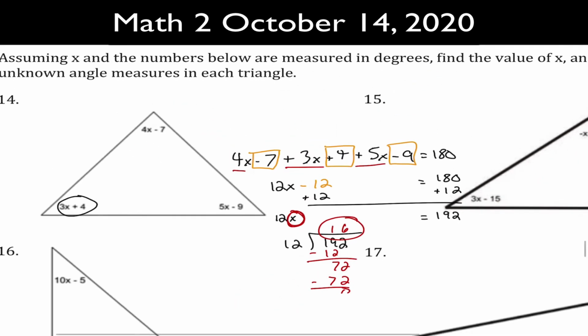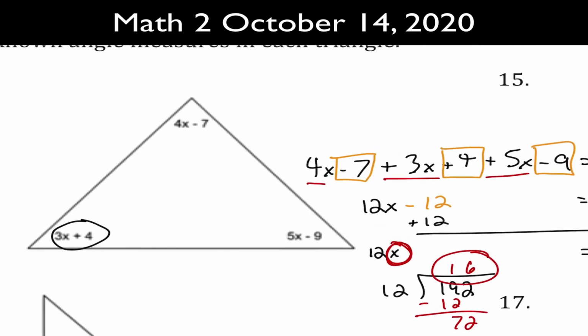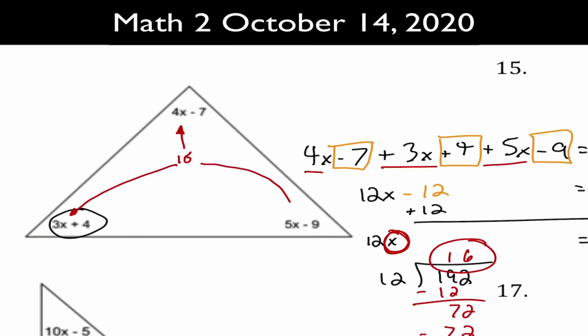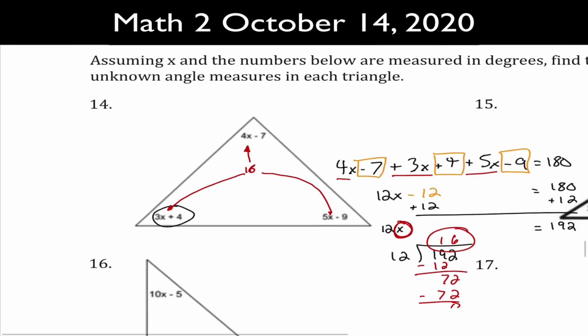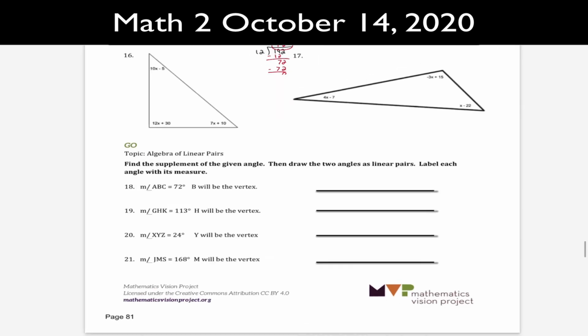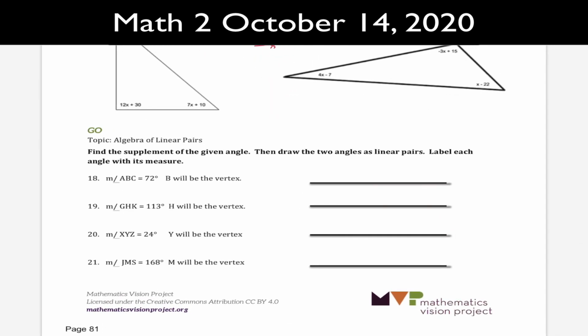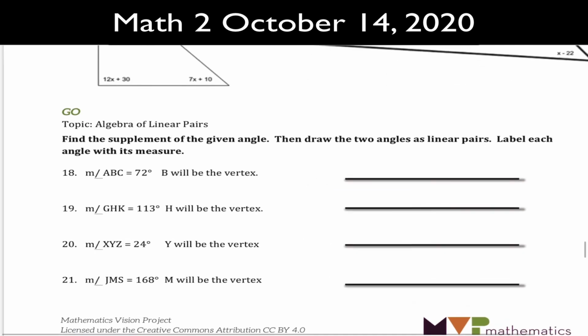So if I ask you for the actual angles, we need to plug in 16 for our x here, 16 for x there, and then 16 for x here. So plug it in. Let's see what those values are. All right, and then number 18 through 21, I think you guys can understand how to draw it, but let me just show you one of them.